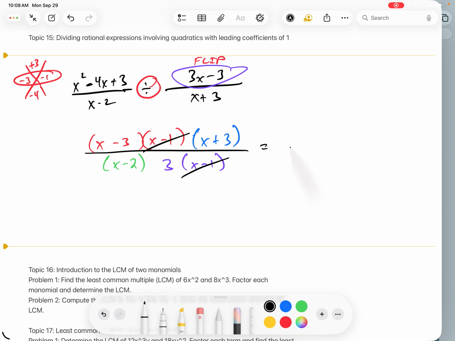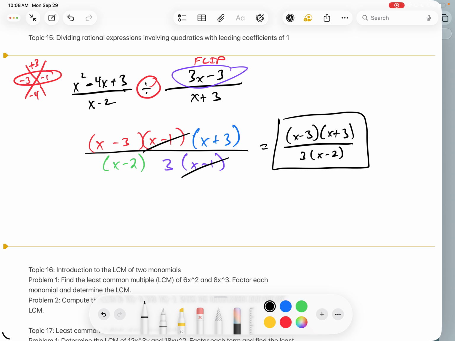Is that the only thing that cancels out? That's kind of sad. x minus 3, x plus 3, 3, and x minus 2. You do not have to, I hadn't said this really yet, but everything we deal with in rational world is in factors, so you don't have to FOIL those back out or anything. That is your answer.